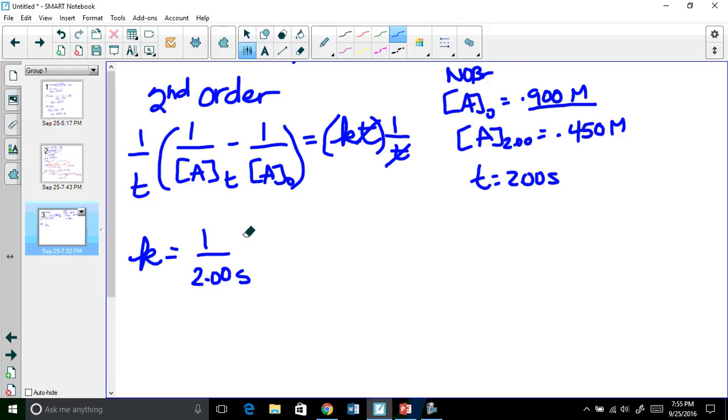seconds. You don't really have to carry units on this. Minus 1 over 0.450 times minus 1 over 0.900. And then just let the calculator do the work and keep track of, please excuse my dear Aunt Sally, that you have to do this. You have to type it in like this.